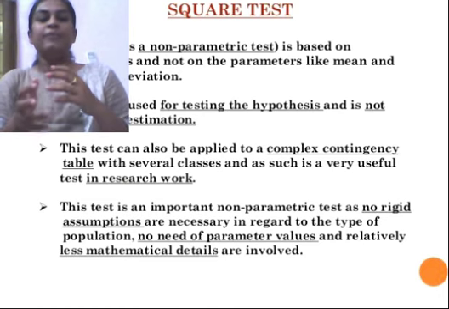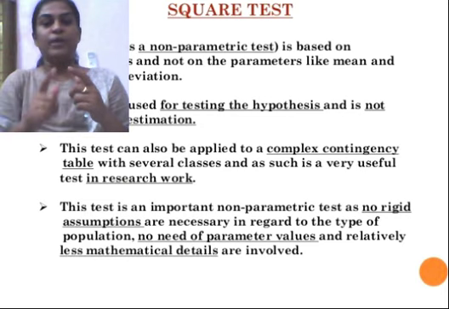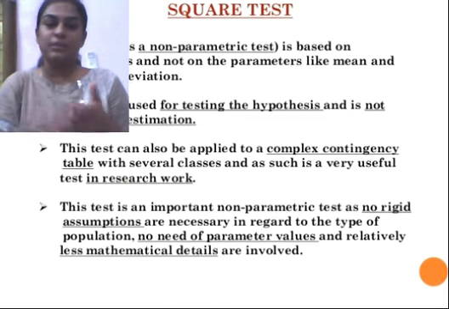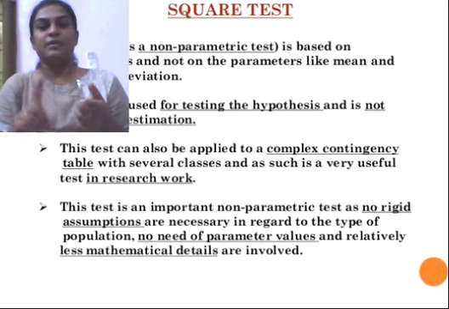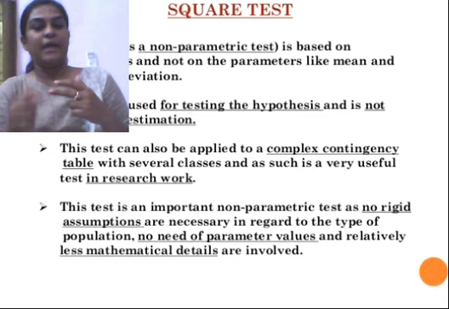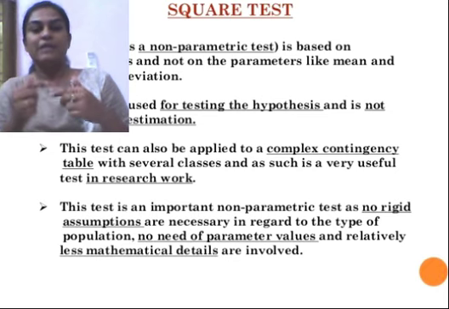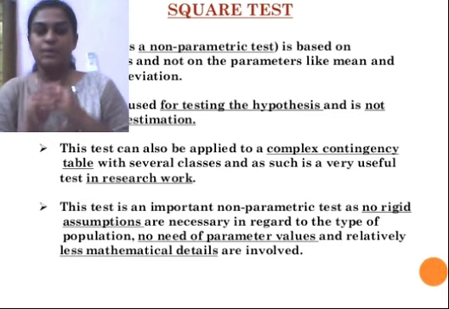Another one is that it is for testing the hypothesis. Dear friends, just remember this point. This chi-square test helps you test only hypothesis, not for estimation purposes. Another important point is that it can be applied to a complex contingency table with several classes, and as such is a very useful test in research work.